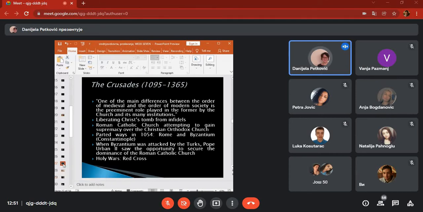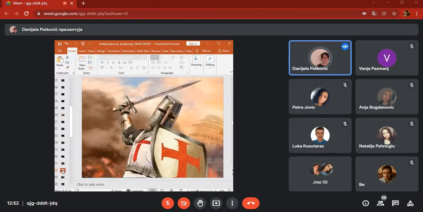When Byzantium was attacked by the Turks, in 1095, the Pope saw the opportunity to secure the dominance of the Roman Catholic Church by mobilizing the nobility, by mobilizing the army, and so on, and sending them to fight for the tomb of Christ against the infidels. And they were holy wars because their fighters were distinguished by the red cross, always worn on their chest, always worn on their shields, and so on.